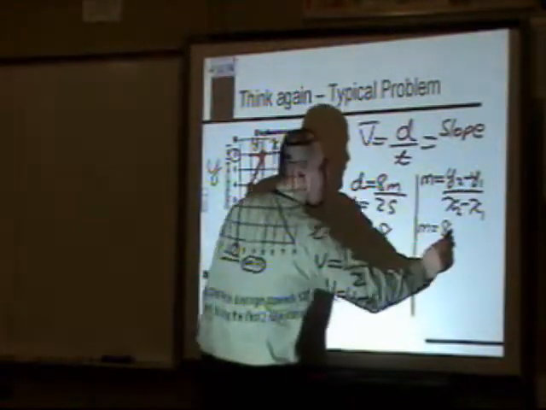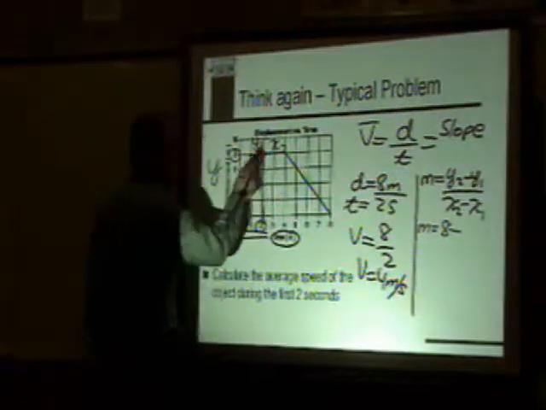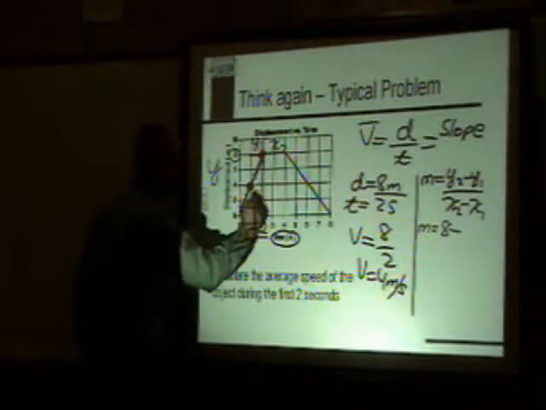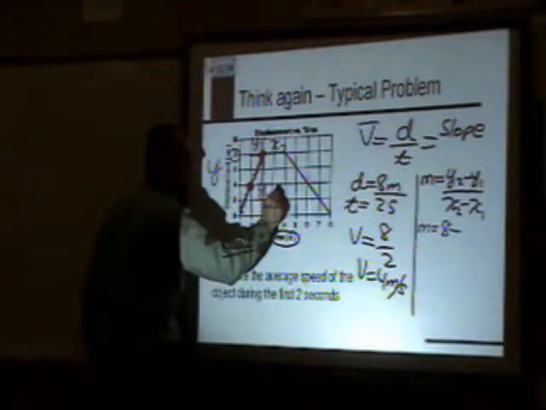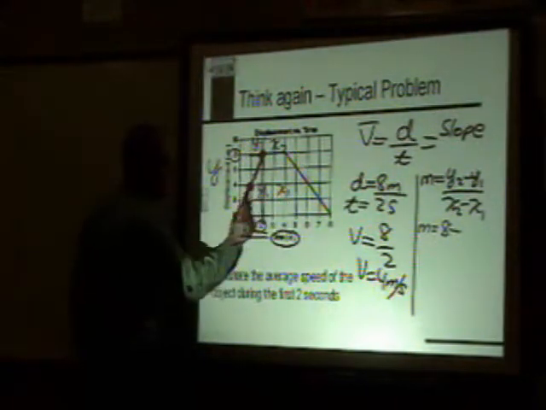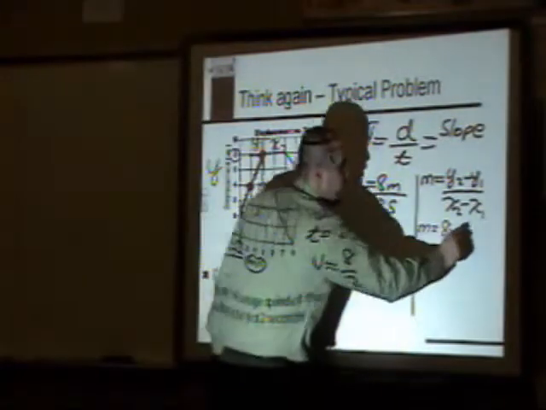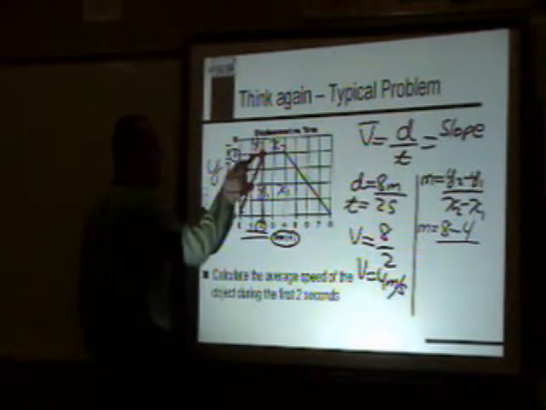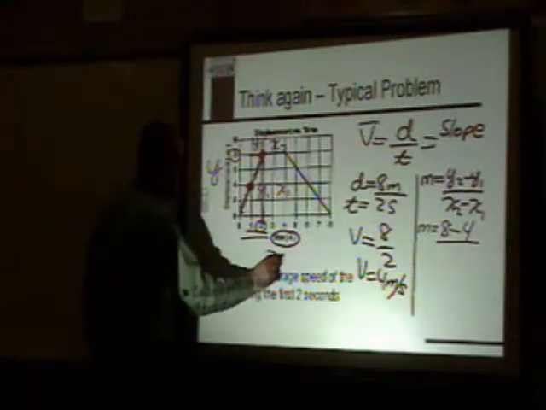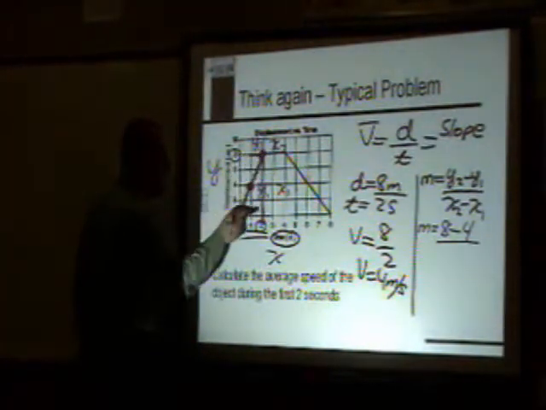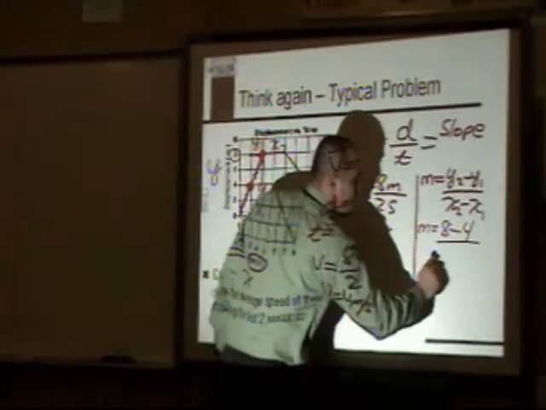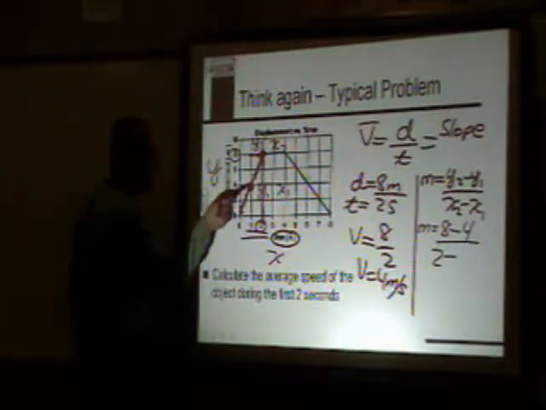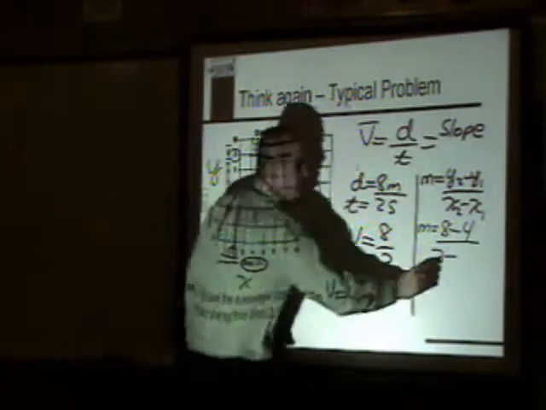Minus the y that I have on my other point. And this is my y-axis. So right here is where my y1 and my x1 are at. So on the y-axis I have a 4. 8 minus 4 over x2. What do I have on the x-axis down here? I have 2 minus, what do I have on the x-axis over here? 1.